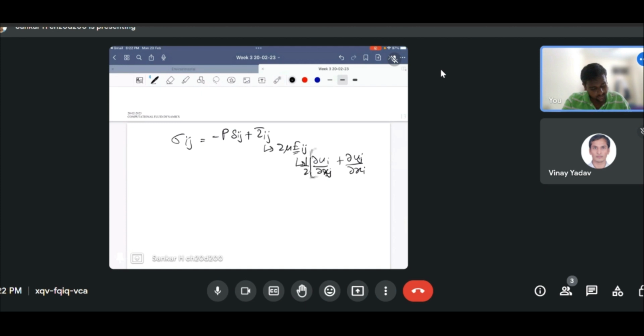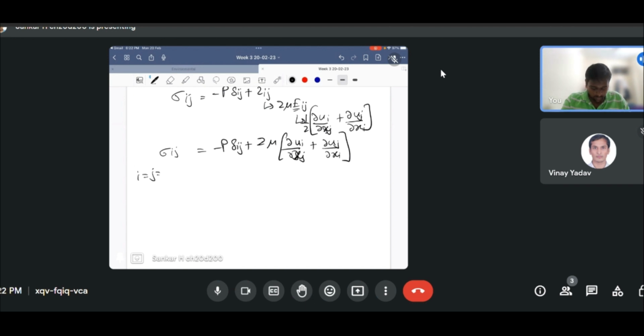Sorry, half times this. So this would be given by minus P times delta ij plus 2 mu into dou Ui by dou Xj plus dou Uj by dou Xi. If i equals j equals y, then we'll get sigma yy as minus P delta yy plus 2 mu into, there will be a half here associated, that will get cancelled. Instead of writing dou Uy by dou Xy, I'll just write it as dou V by dou Y plus dou V by dou Y.